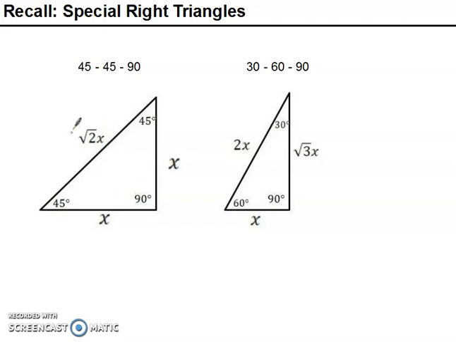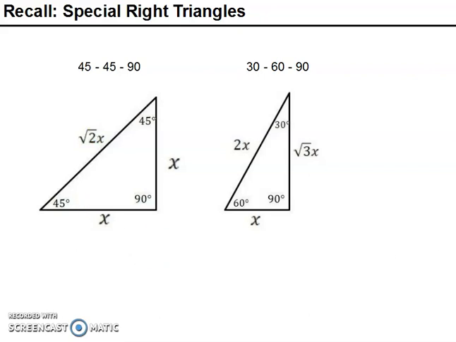To find this hypotenuse, we could use Pythagorean's theorem and say that x squared plus x squared equals the hypotenuse squared. And if we were to solve this for h, we would find that h equals x times the square root of 2, or as we have it here, square root of 2 times x.